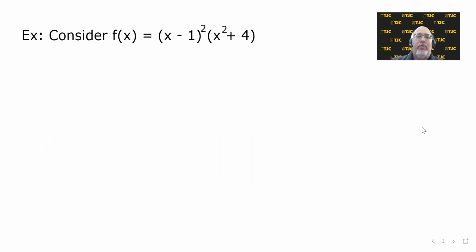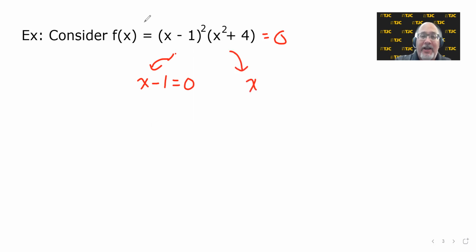All right, so for example, this is a real quick example. Consider the function f of x equals the square of x minus 1 times x squared plus 4. Now, we could multiply all this out and make it look like a polynomial function. But if we're going to put it equal to 0 and solve it, then we want it factored, and that's precisely where it is right now. If we were to solve this, we would get x minus 1 equals 0, and we would get x squared plus 4 is equal to 0.